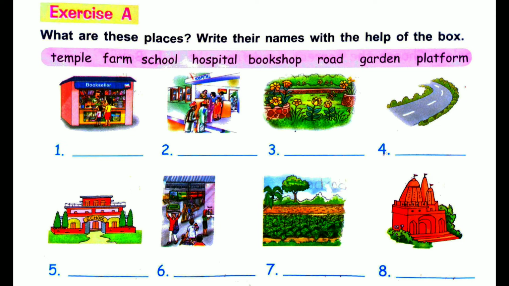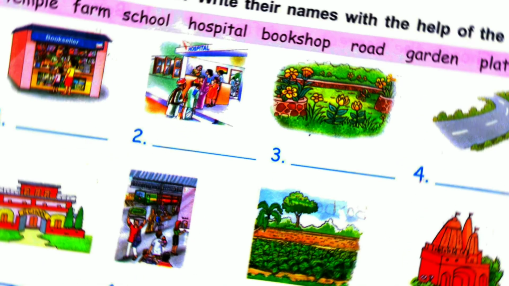Third picture is garden. Fourth picture is road. Fifth picture is school. Sixth picture is platform. Seventh picture is farm. And the eighth picture is a temple. Dear students, take a pencil and write down the words from the box to the proper picture.